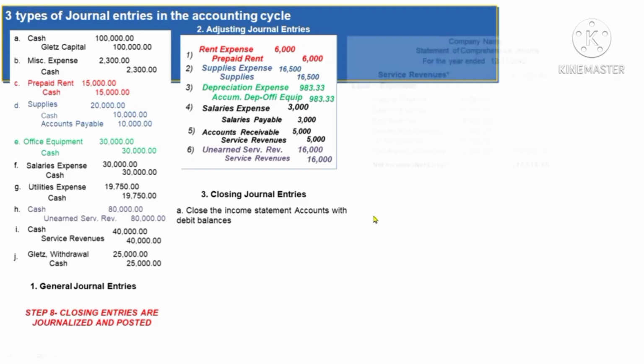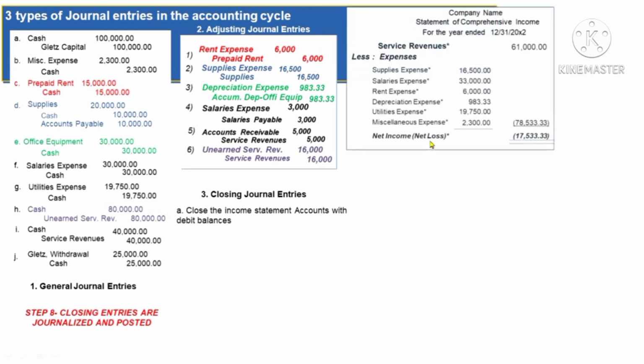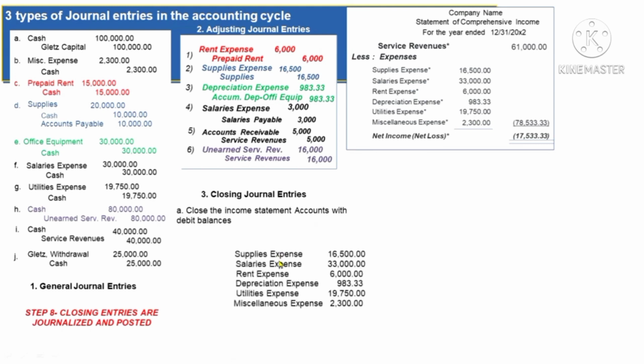So we have here the income statement from the previous episode. Let's get these expenses of the company. We have here the supplies expense, the salaries expense, the rent expense, depreciation expense, utilities expense, and miscellaneous expense. Let's credit all of them, and the total of this will be debited in the income summary account, and the total is 78,533.33. So this is what the first closing entry looks like.